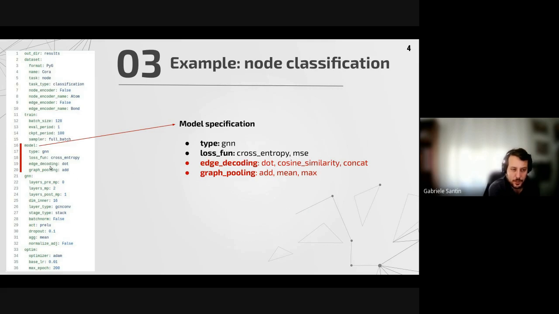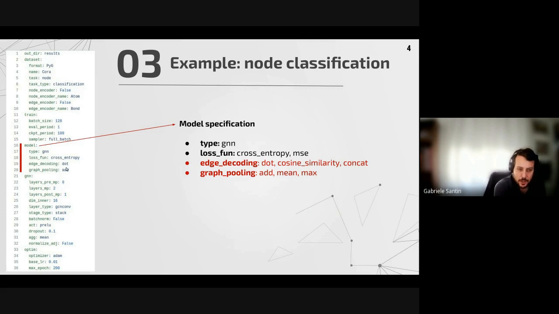If the task is about encoding, you can specify an edge, so the decoder for the edges. So in this case, we don't use it. Again, this is redundant, but you can decide between dot, cosine similarity, and concatenation. And graph pooling: if the task is about graph prediction instead of node prediction, like here, you can specify the type of aggregation for the graph, for the pooling, okay?